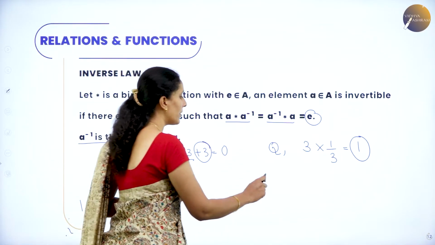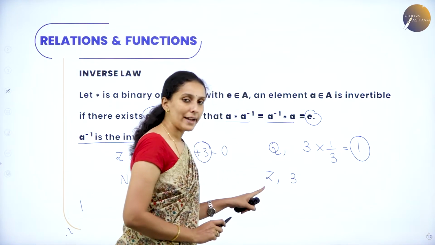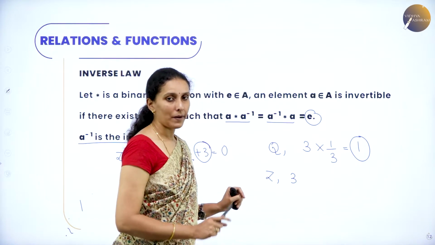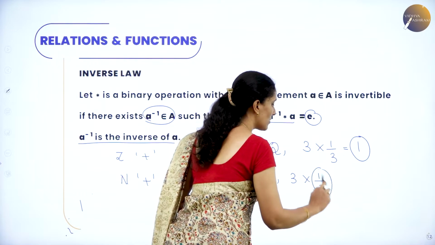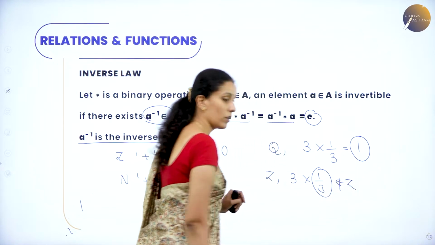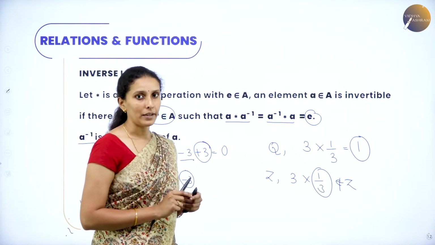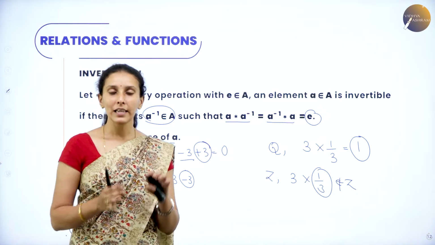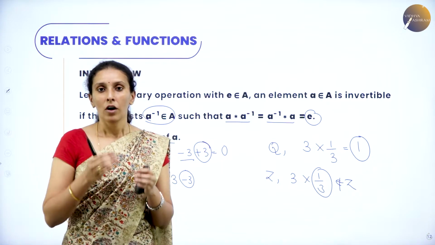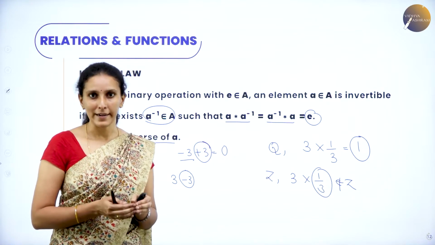But what happens under the set Z? If I write 3, what is the identity element of Z under multiplication? 1. But 1 by 3 does not belong to Z. So therefore, there is no inverse element under multiplication on the set of integers. So for any property to hold, the set under the binary operation matters.